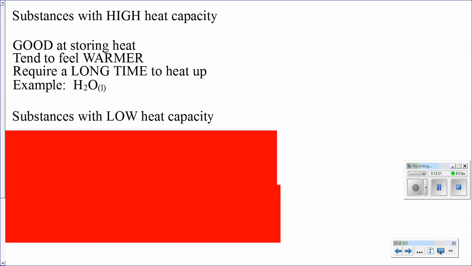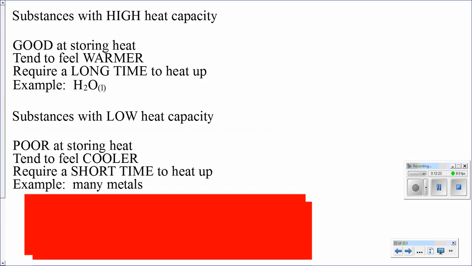If a substance has a high heat capacity, it's going to be really good at storing heat, tend to feel warmer, and require a long time to heat up. And you learn about this with water when you think back to earth science and learning about climate protection. We live near the Finger Lakes and Great Lakes, which does offer some climate protection to us in terms of keeping it a little bit warmer in the winter. A lot of people grow grapes near the Finger Lakes in order to make wine because we have that climate protection there.